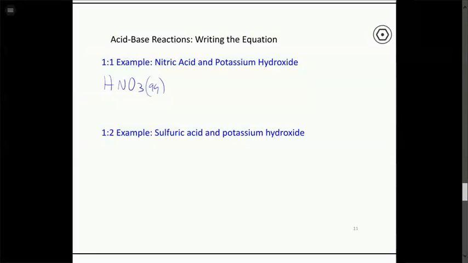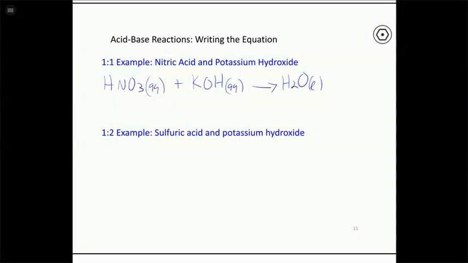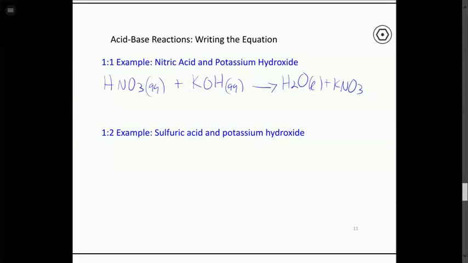We take that and combine it with potassium hydroxide, which is KOH, two soluble compounds. When they react, the products are always going to be water and an ionic compound. So water is our first product. For the ionic compound, we take the anion from our acid, NO3-, and pair it with the cation from our base, K+. So we get KNO3. This is a soluble ionic compound, so it's going to remain in solution as an aqueous species.